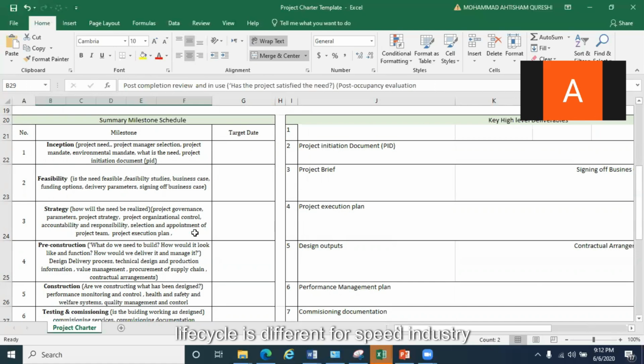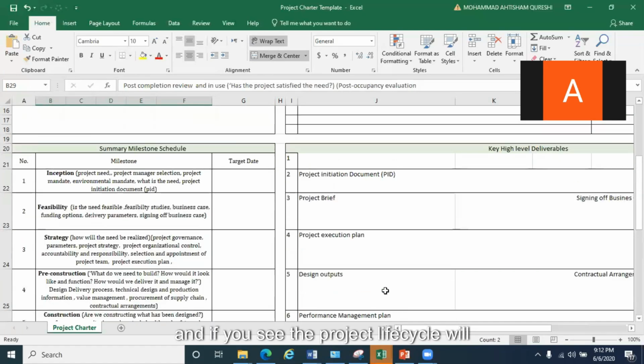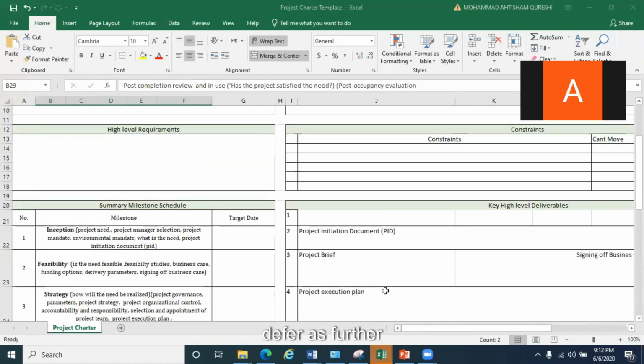The project life cycle is different for each industry. So we are talking here about the construction industry, so we have different phases as per the construction industry. And project life cycle will differ as per the industry.